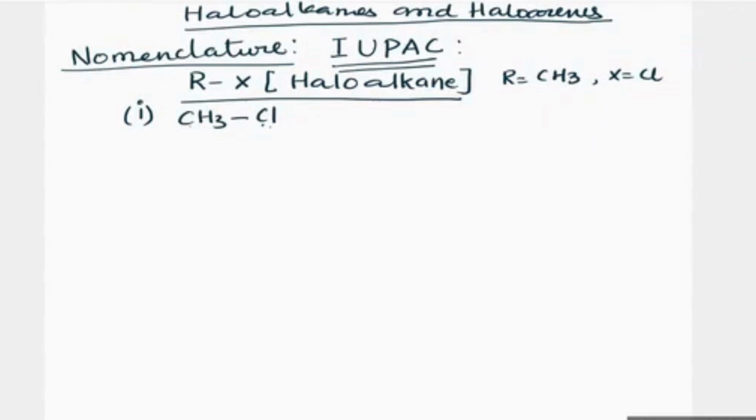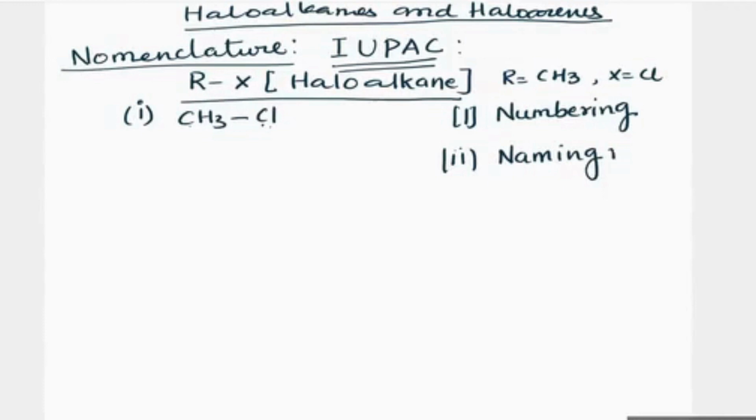So let me revise for you. When we start IUPAC nomenclature, there are two very important steps. The first step is the numbering of the parent carbon chain, and the second is the naming. Naming follows the same rule applicable for all organic compounds. The naming rule goes in this order: prefix number plus prefix name, and then the root word.